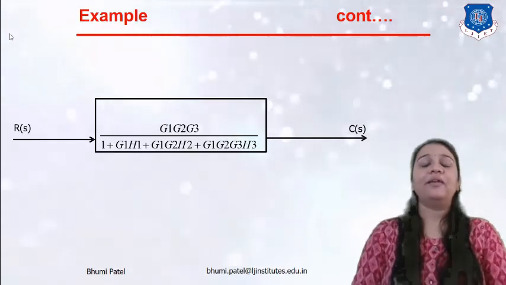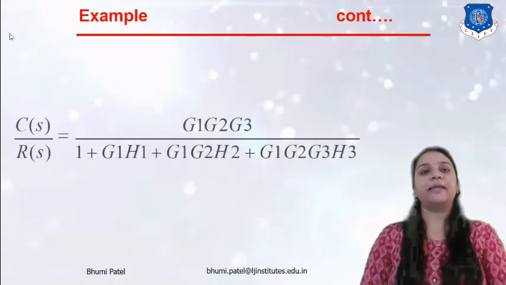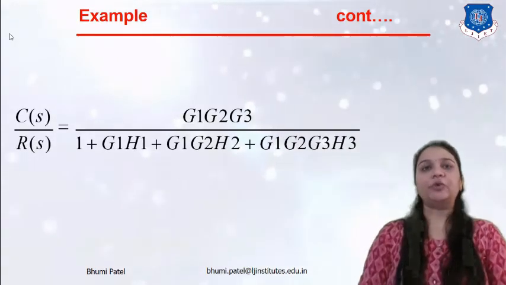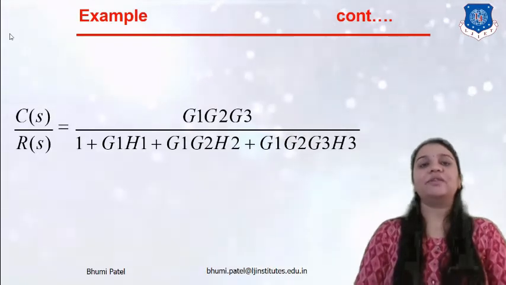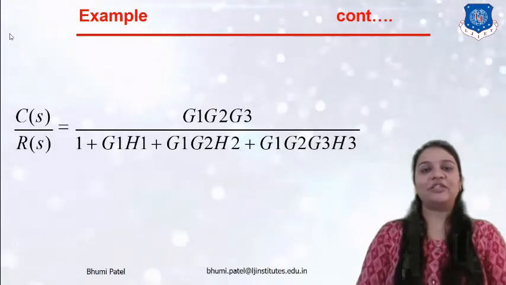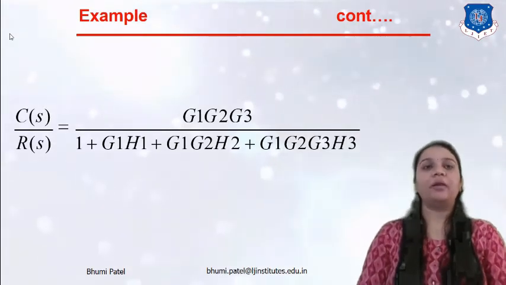This is the simplified version of the previous block. Okay, now the final answer is like that, C of S upon R of S is equal to G1 G2 G3 upon 1 plus G1 H1 plus G1 G2 H2 plus G1 G2 G3 H3. So this is the solution of example number 2.